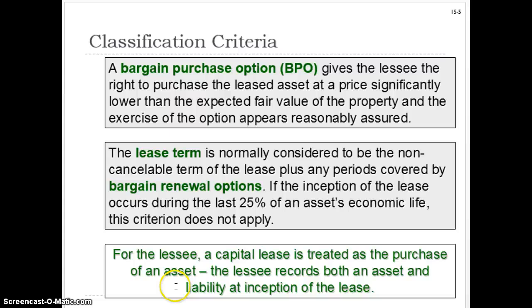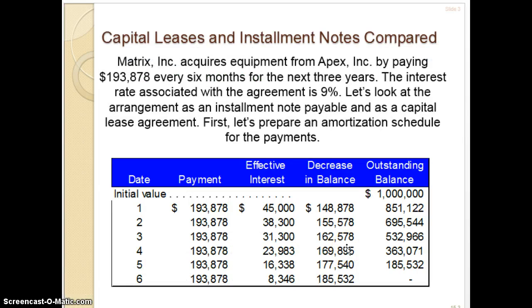So where I left off, I believe, was talking about this part, right? We finished talking about this. Just a note, for the lessee, a capital lease is recorded as the purchase of an asset. The lessee records both an asset and a liability at the inception of the lease. So let me show you what that looks like from a different set of slides here. As I said, or I started to say, I'm switching between an old set of slides and a new set of slides. This old set of slides gives you numbers, the new set of slides gives you no numbers.